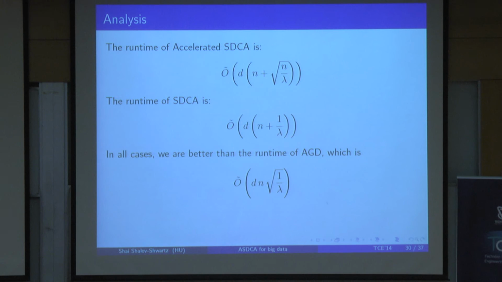In SDCA, we had 1 over lambda, so it's better than SDCA in all cases. Sorry, not in all cases. But what we actually have is a minimum between SDCA and accelerated SDCA, which is better than accelerated gradient descent in all of the cases. Okay? So we ended up with a dependence on n plus square root n over lambda for small lambda, or n plus 1 over lambda for large lambda.